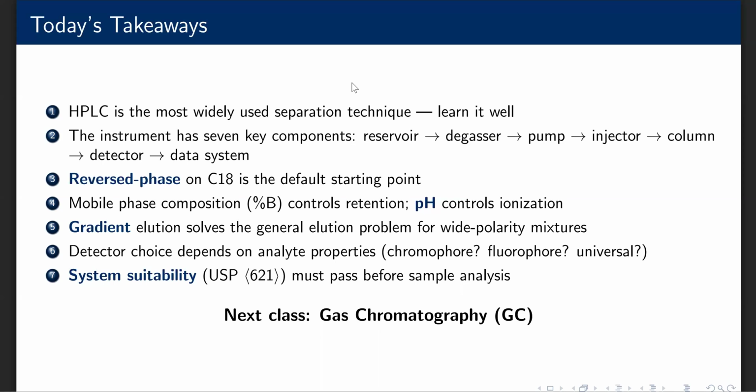5, use gradient elution when analytes span a wide polarity range. Use isocratic when they do not. 6, match your detector to your analyte's properties: UV for chromophores, fluorescence for fluorophores, RI or ELSD for universal detection, MS for structural identification. 7, always run system suitability before analyzing samples. This is non-negotiable in regulated work.